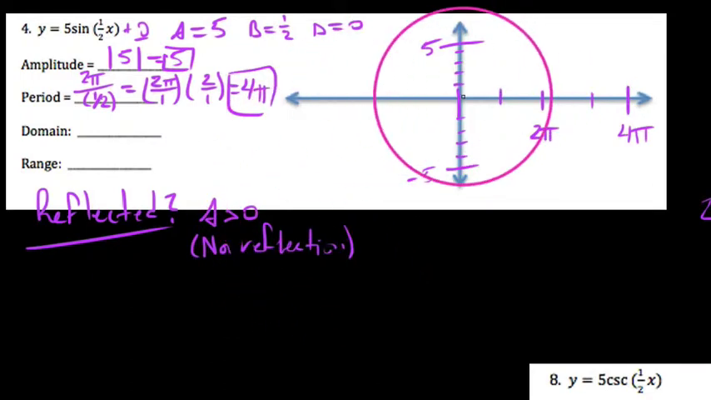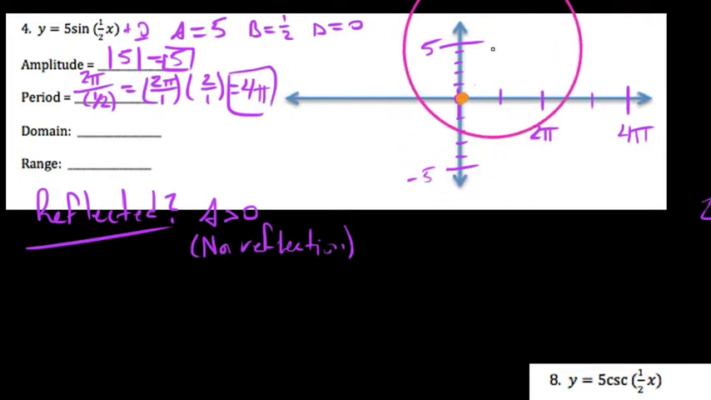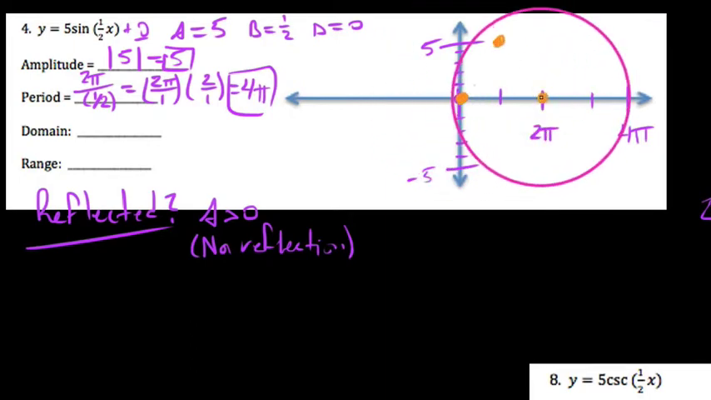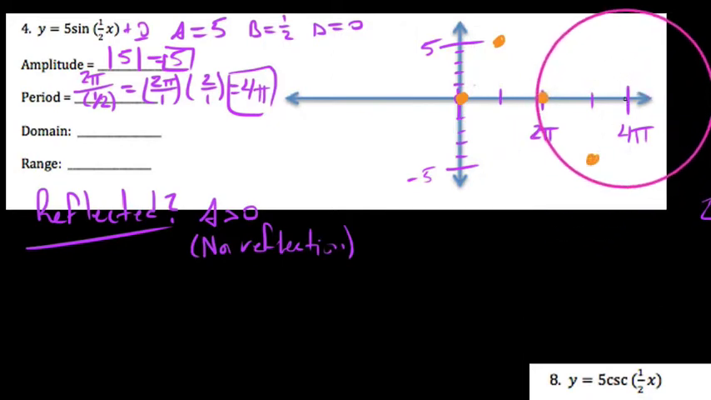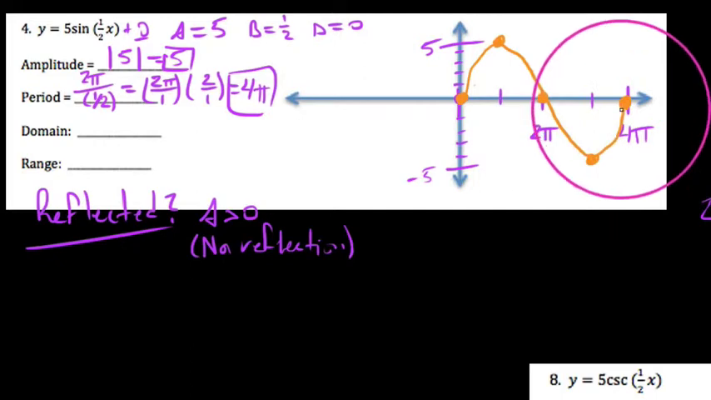But basically, we're going to go ahead and draw our sine curve. So let me switch colors here. It starts at ground level, goes up to its maximum, back down to ground level, down to its minimum, which is -5 this time, and up to ground level. So a couple other things we wanted to identify here. We say domain.